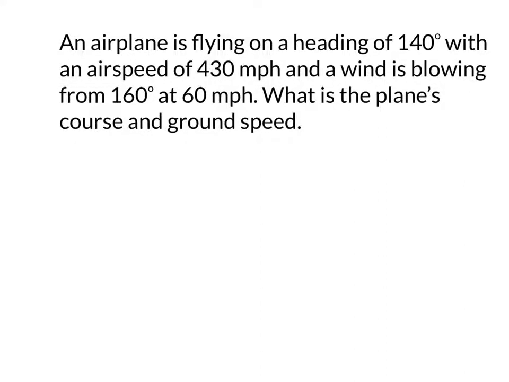So in this problem, we know that there's an airplane, and it has a heading of 140 degrees, and it's flying at 430, and there is a wind that is blowing from 160 degrees at 60 miles an hour. So the first thing we need to do is set up this compass so that we know exactly what's going on. So here, let's draw on our compass.